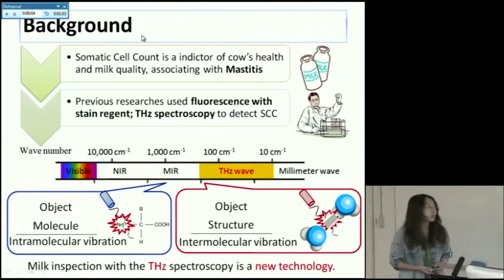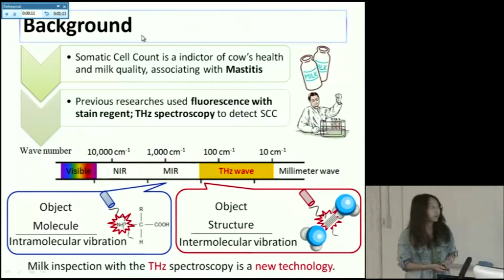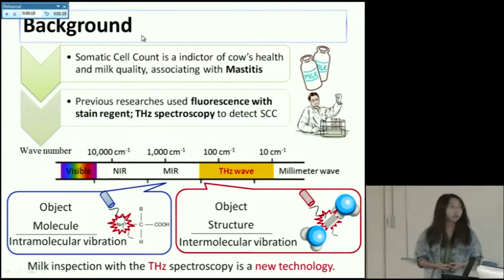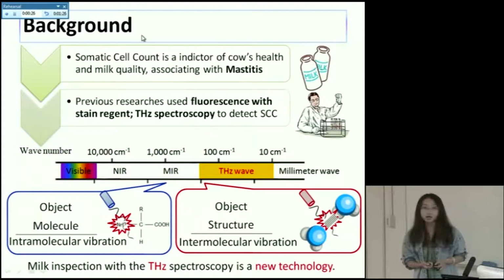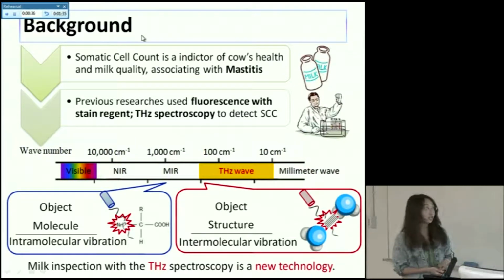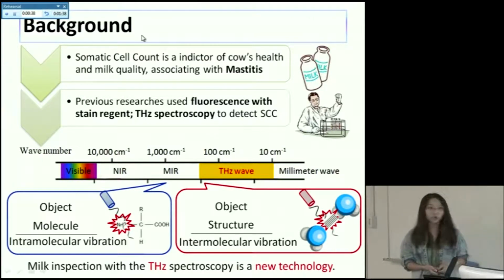As we know, somatic cell count is the largest composition in milk and is an indicator of cow's health and milk quality. No matter whether the cow has mastitis or not, somatic cells will exist in milk. And because the somatic cell is very large, conventional spectroscopy methods are not suitable for detecting the SCC in milk, such as using the mid-infrared region and the near-infrared region.